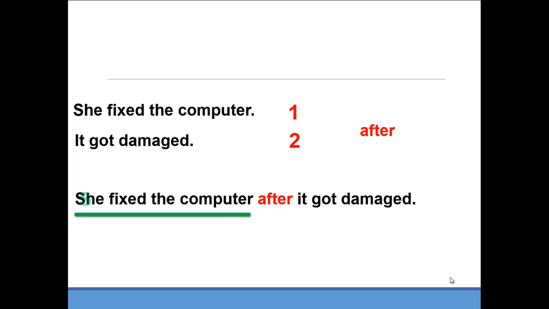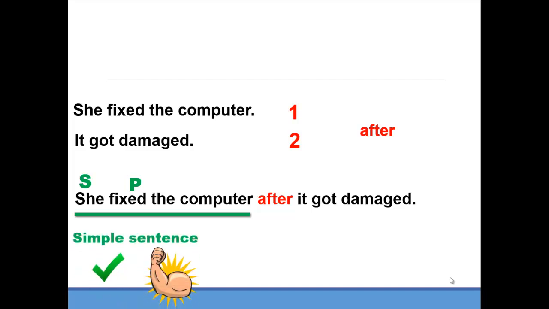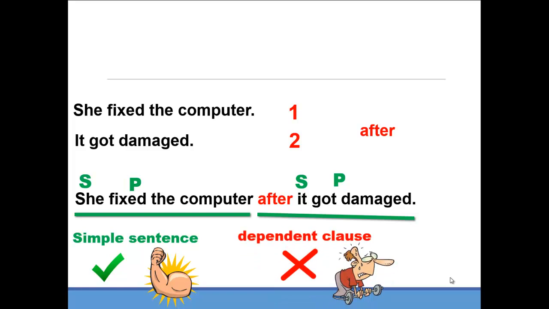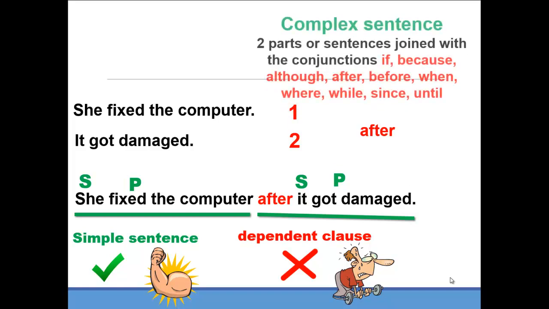Let's check the first part. She fixed the computer. Can this part of the sentence make sense on its own? Can it be used alone? Yes, it is a simple sentence and it can be used alone. She fixed the computer. What about the other part? After it got damaged. What happened after it got damaged? We don't know. So can we use this part of the sentence without the other part? No, it can't. So we call it the dependent clause. Why? Because it depends on the other part. The two parts joined together will make up a complex sentence.